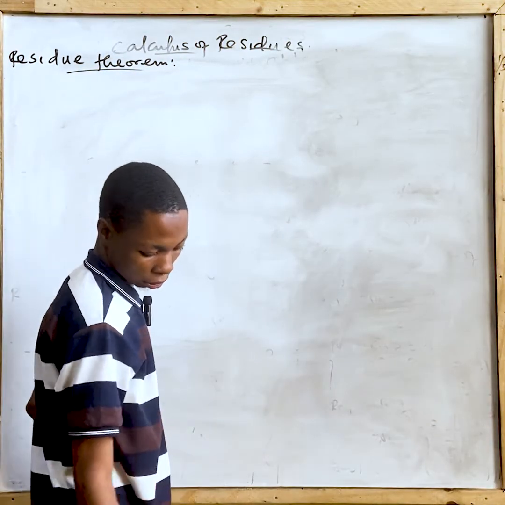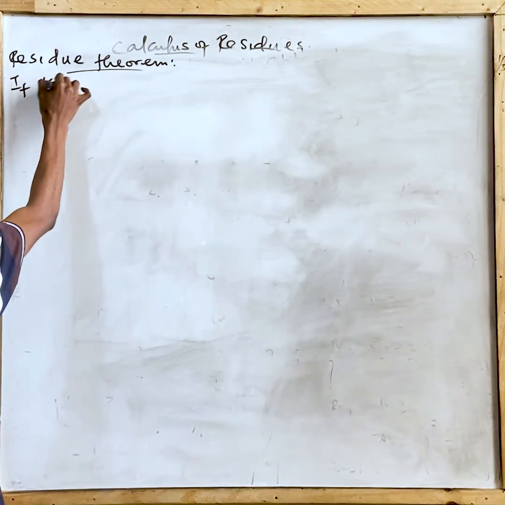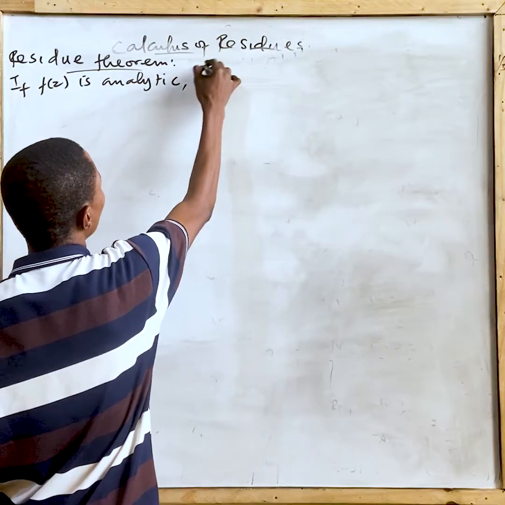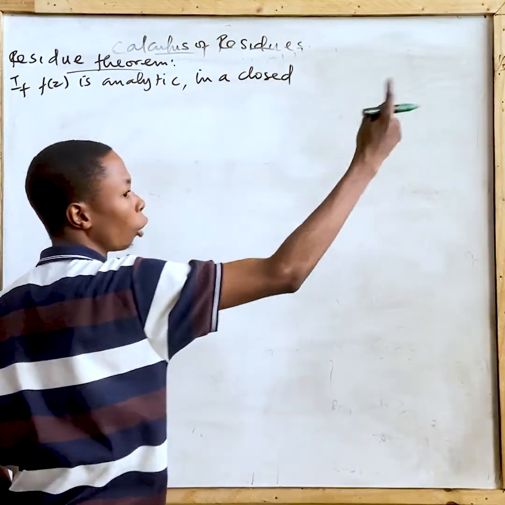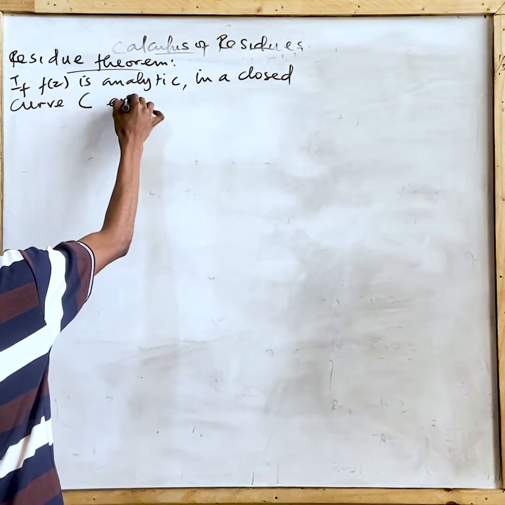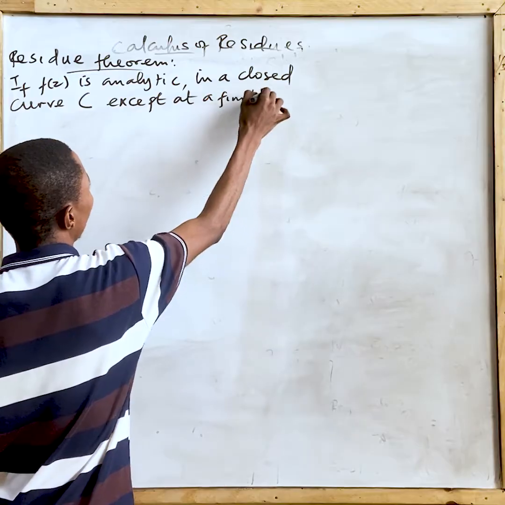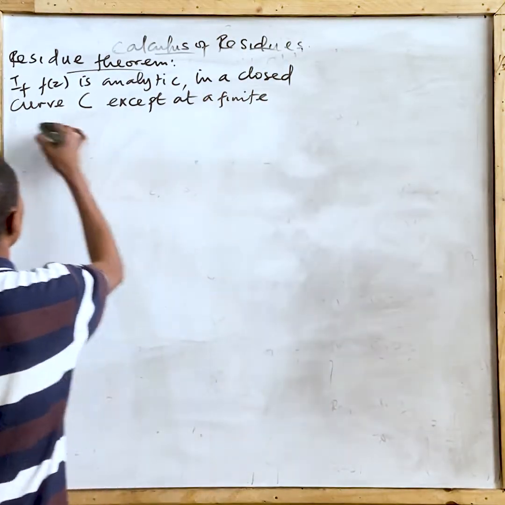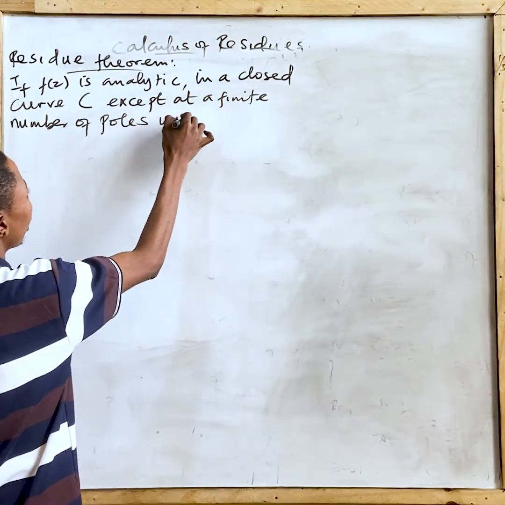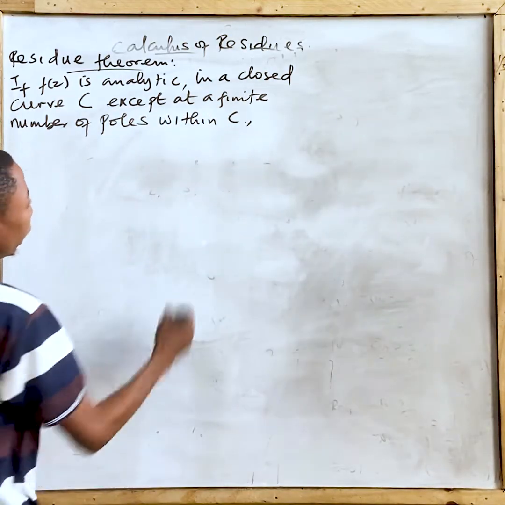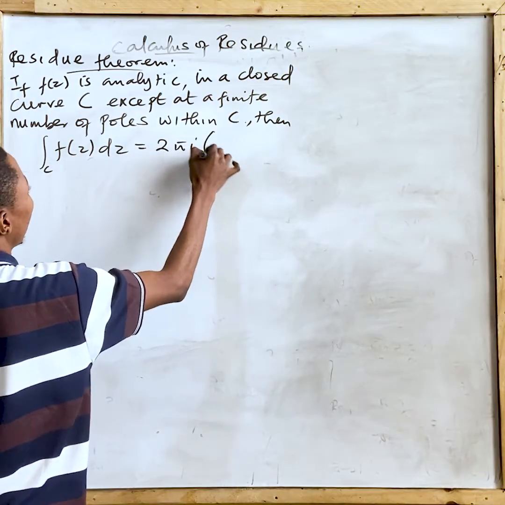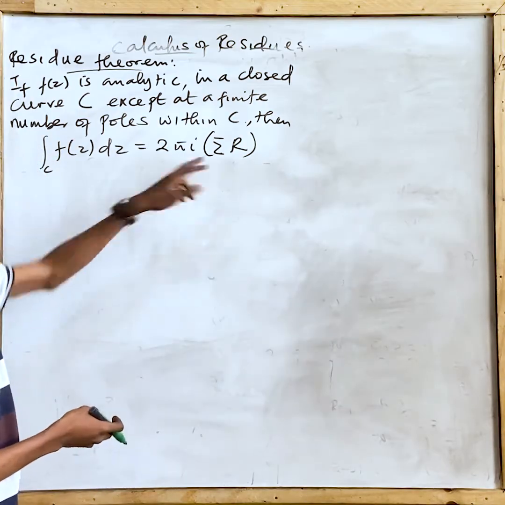Now, the residue theorem states that if f of z is analytic in a closed curve C, that is in a contour, except at a finite number of poles within that curve C, then the integral of f of z dz is equal to 2 pi i times the sum of residues. R is my residue.